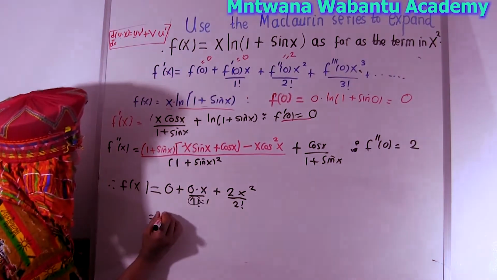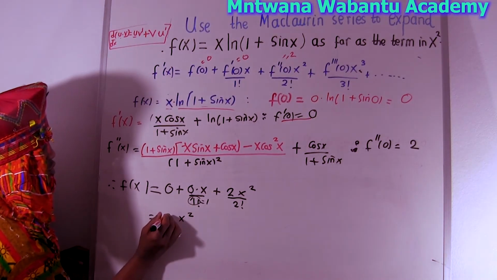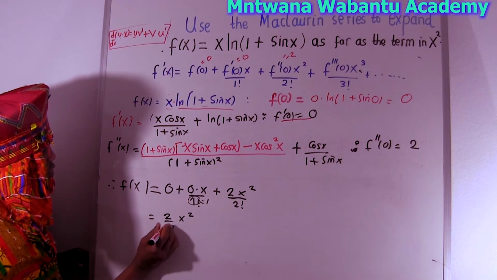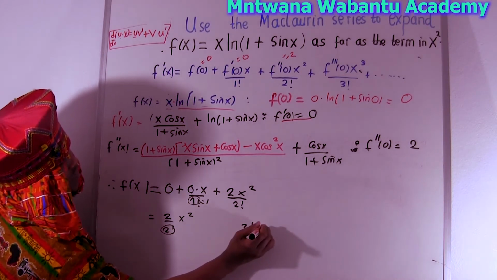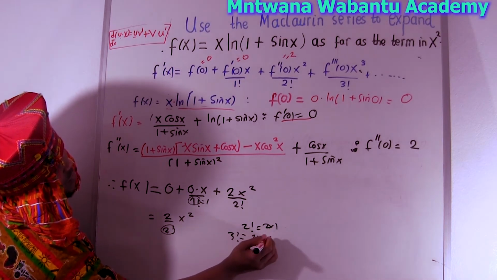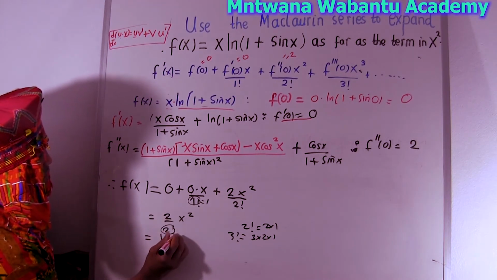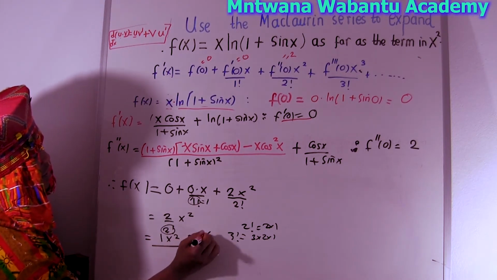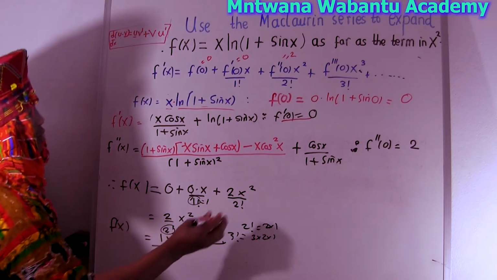So look, 2 over 2 factorial x squared. 2 divided by 2 factorial. 2 factorial, if you plug in the calculator, is going to give you a 2, because 2 factorial means 2 times 1. 3 factorial means 3 times 2 times 1. But you can plug in the calculator. So this is going to give us 1x squared. So the final answer is x squared. So if you use the Maclaurin series, you get x squared.